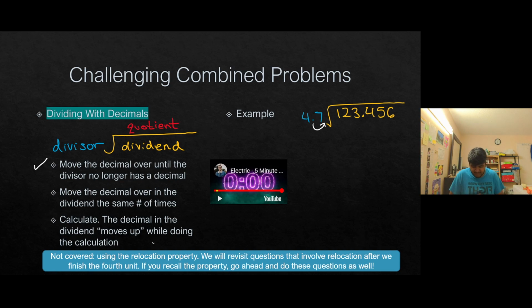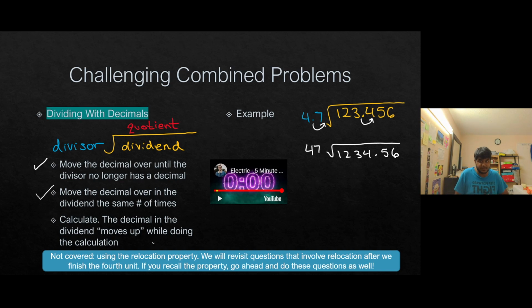The second step is to move the decimal over in the dividend, so the part underneath the circle there, the same number of times. So we moved it over one time in the divisor, and it moves over one time in the dividend. So now we actually have a whole new problem to work with, which is 47 dividing into 1234.56. And this is the problem we're going to work through together.